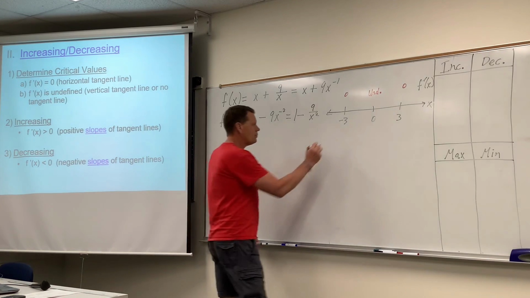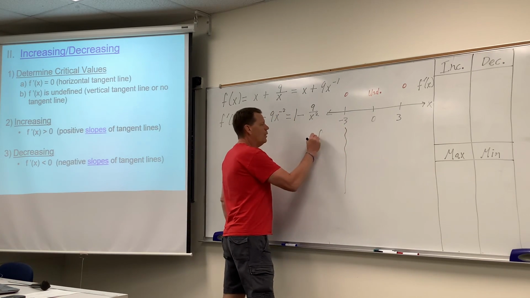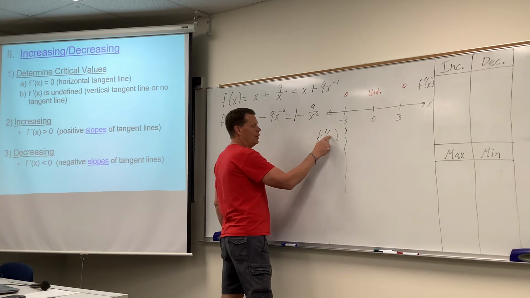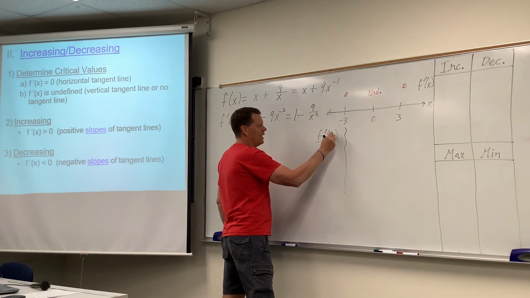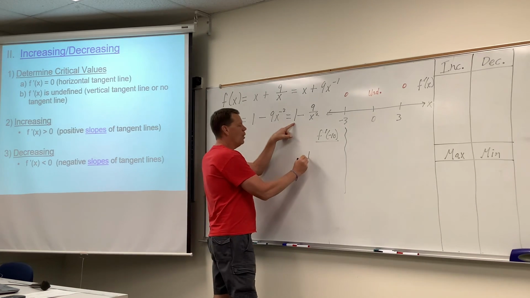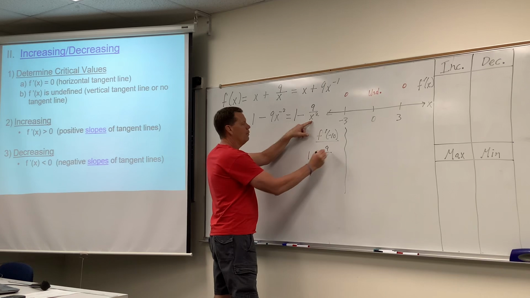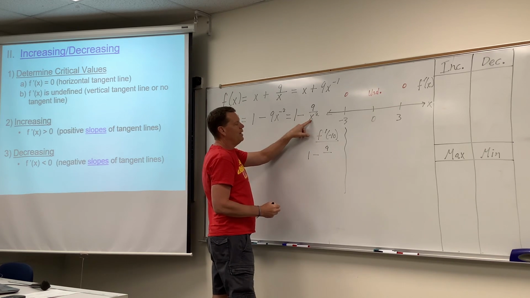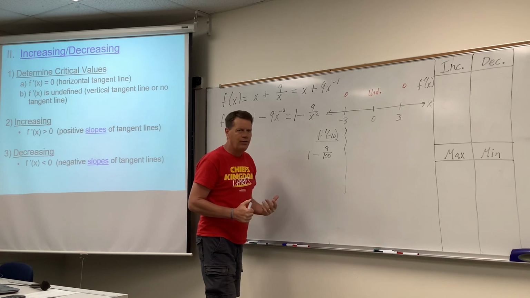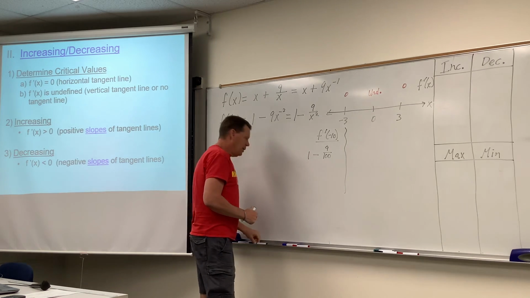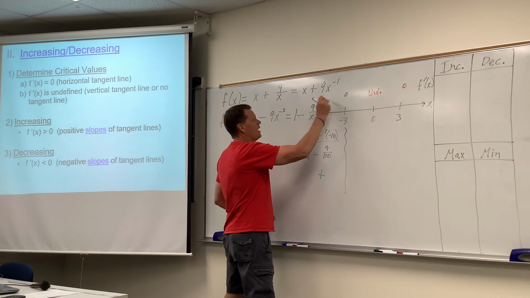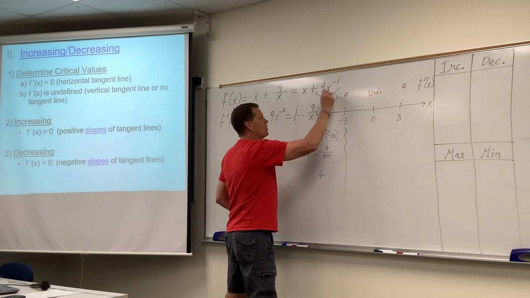All right? So now, we will put numbers into the first derivative. Notice this says f prime of a number. I'm going to pick negative 10 for that region, and we're putting it in that derivative. So that would be 1 minus 9 over negative 10 squared. Negative 10 squared is positive 100. So 1 minus 9 100ths, that would be a positive number. So I'm just going to indicate that that's positive. And out here, these tangent lines all have positive slopes.